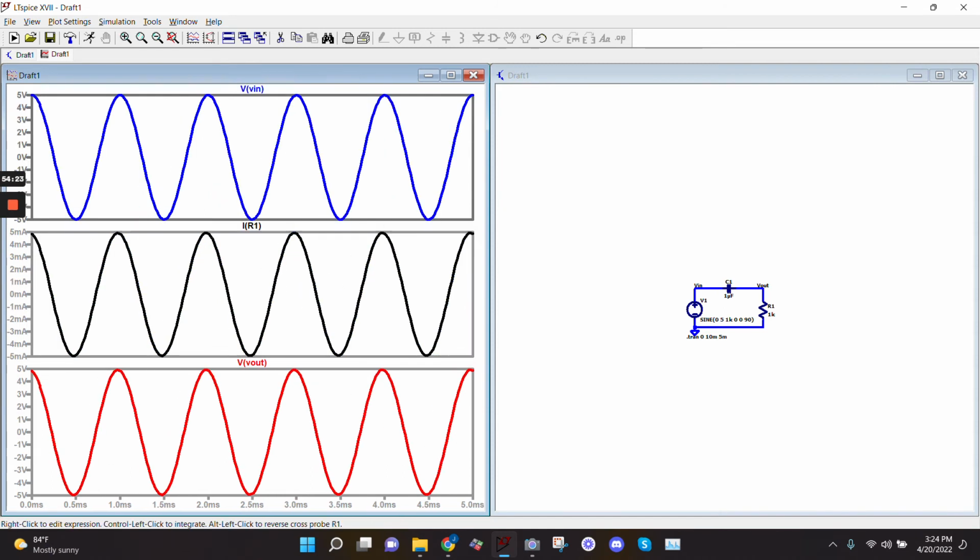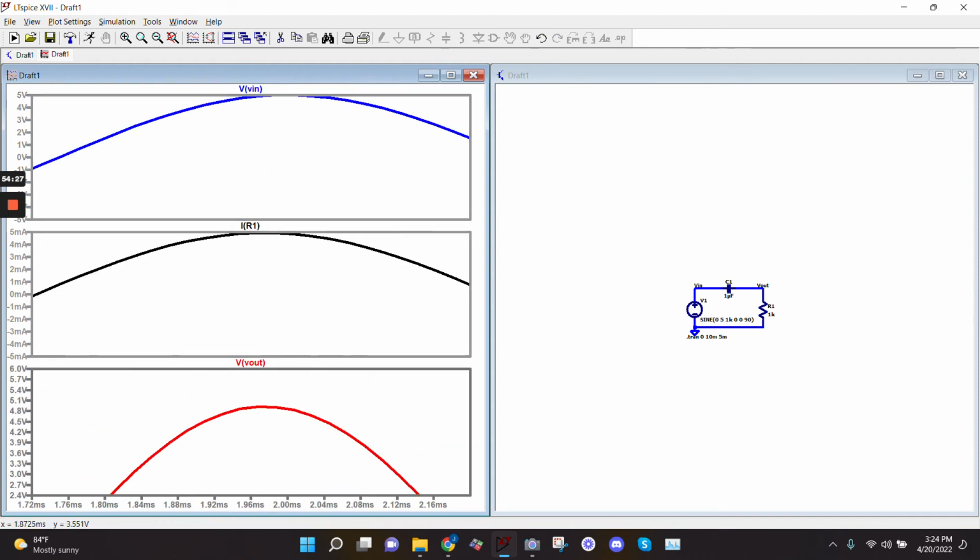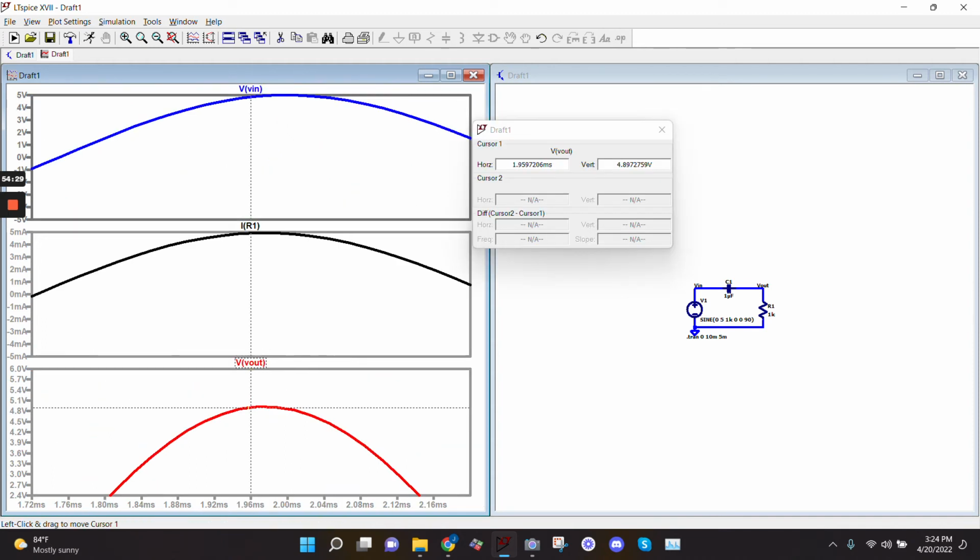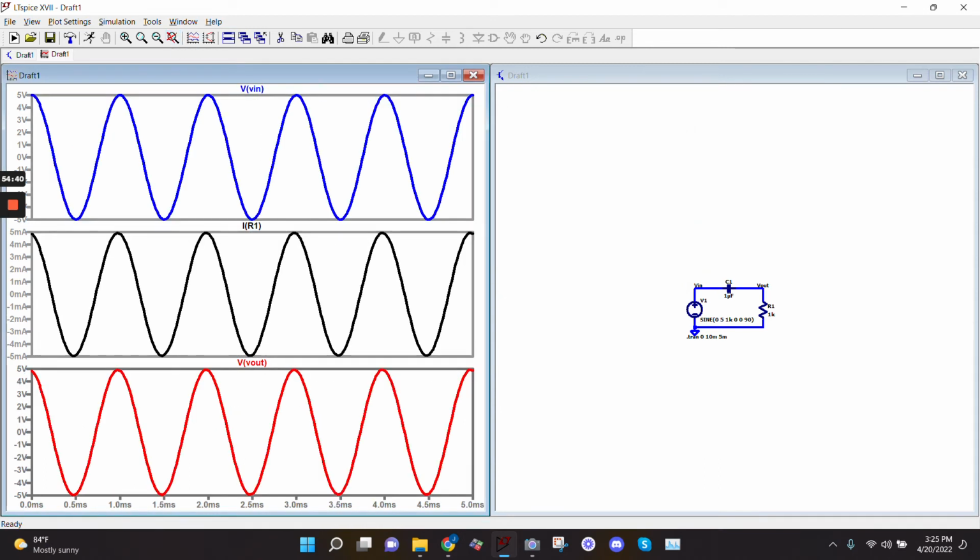I've got Vin, I've got my current, and I've got Vout. Well, let's go look at the peak of Vout. It should be 4.93 because that's what we calculated. And you see right here it says 4.92 volts, right? So that means I've got Vout correct. All right, so that's that one.